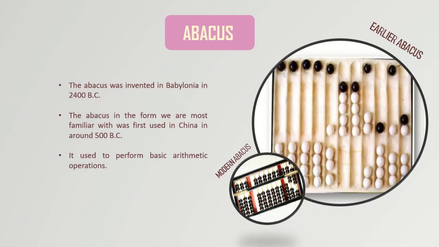The first one is the abacus. The abacus was invented in Babylonia in 2400 BC. The form that we are most familiar with was first used in China around 500 BC, and it was used to perform basic arithmetic operations.